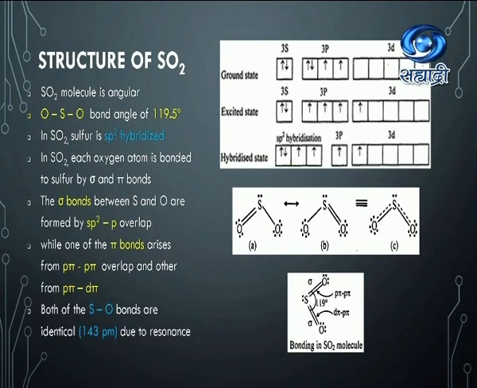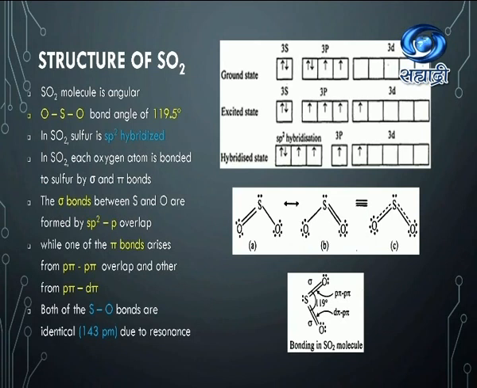sigma bonds between sulfur and oxygen are formed by sp2-p overlap. So p orbital of oxygen takes part in overlapping and sigma bonds are formed by sp2-p overlap. So there are two such bonds. So in the structure you can observe that there are two sigma bonds between sulfur and oxygen atom between two oxygen atoms. While one of the pi bonds arises from p pi-p pi overlap and other from p pi-d pi overlap. So one oxygen atom and the sulfur atom, there is p orbital overlapping, that is pi bond is formed.